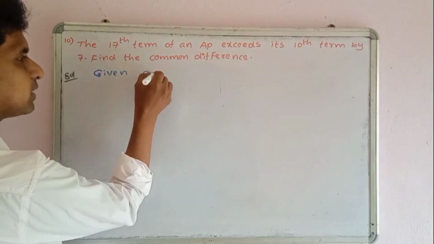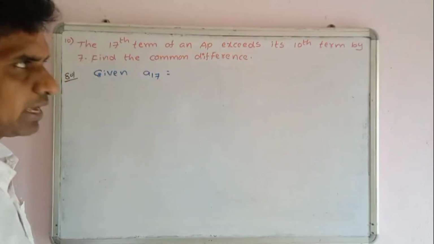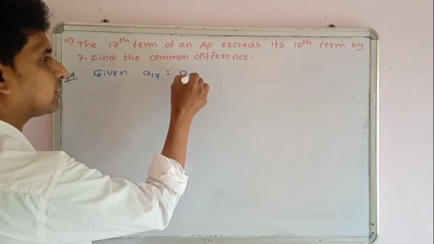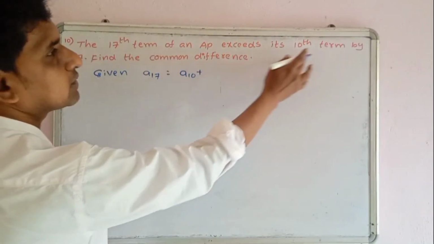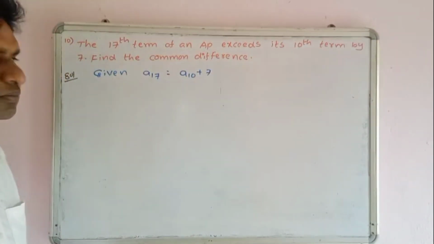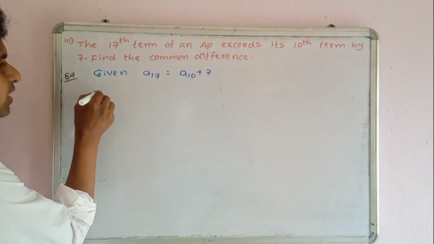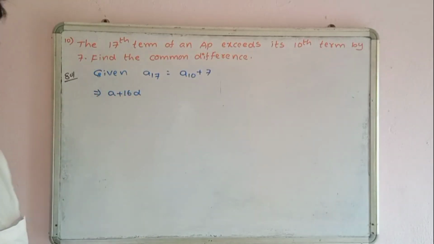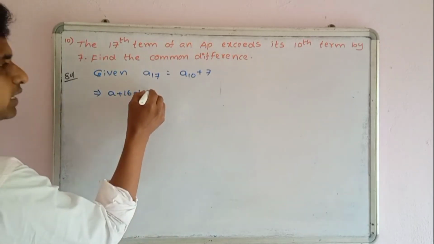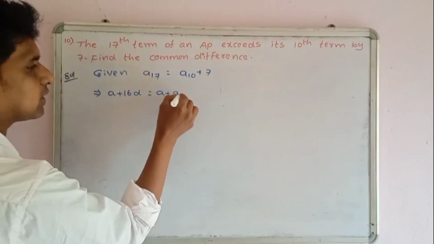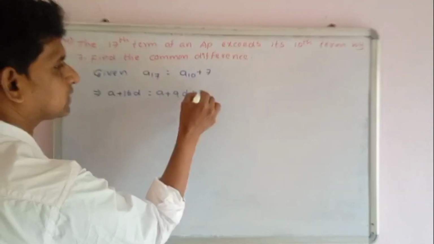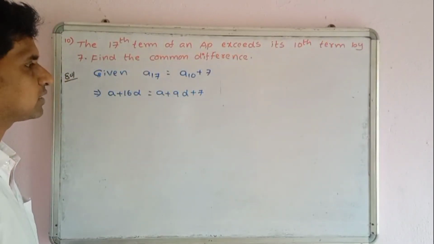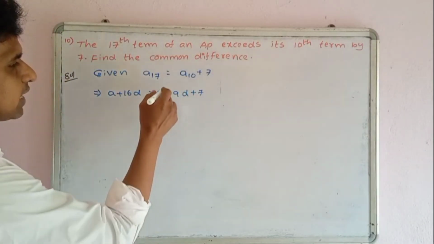17th term is nothing but A17 of an AP exceeds 10th term by 7. 7 ఎక్కువ ఉంది. So A17 value how much? A17 equals A plus 16D. A10 equals A plus 9D plus 7. So A gets cancelled.